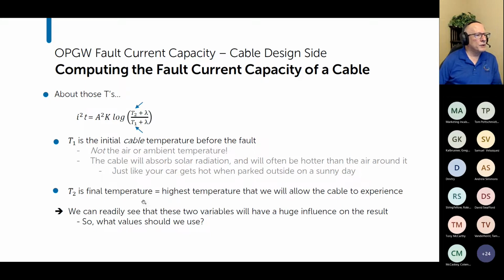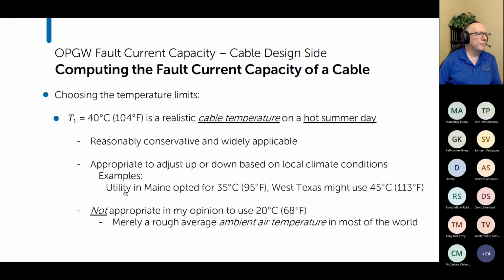The T2 is your final temperature, so it's the highest temperature that you're going to allow the cable to experience. These two variables are going to have a huge influence on the outcome of this equation. And we're back to the same question that we keep having over and over again. What values do you use?